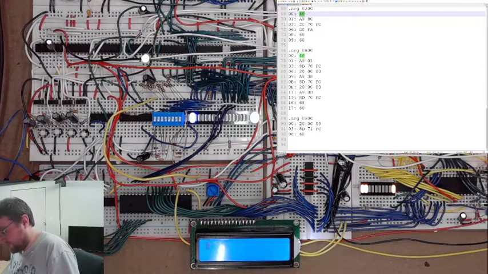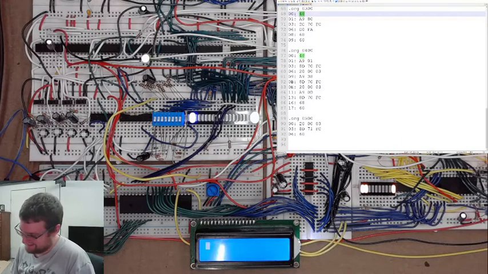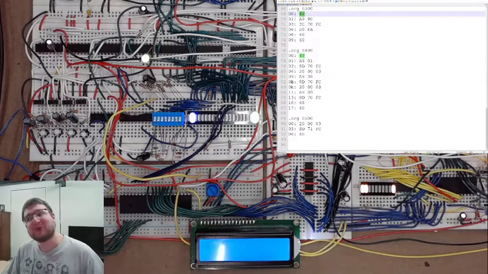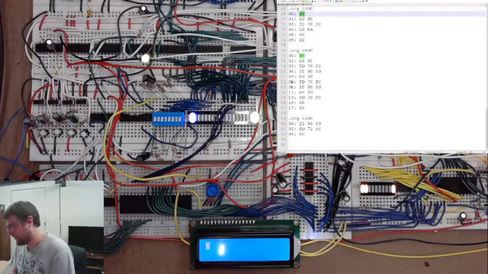Yeah, I have an oscilloscope, but I don't have any probes for that thing, so... I also have a voltmeter, but it doesn't work either. So I need to get some new tools again.